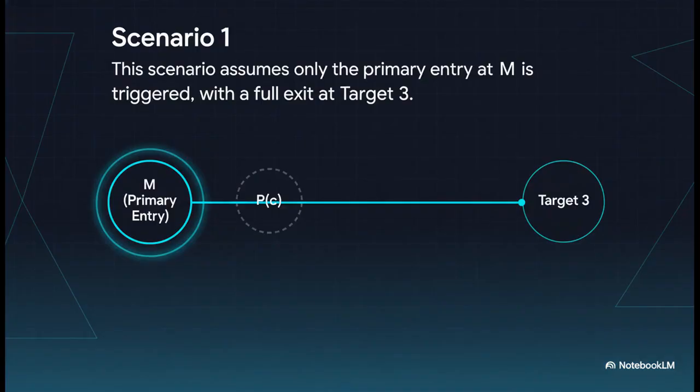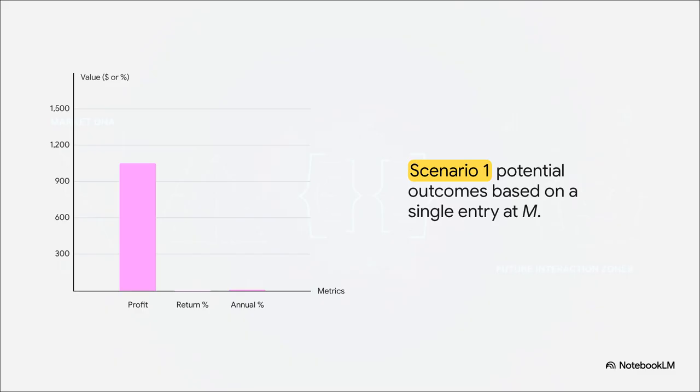Okay, let's look at the first potential outcome here. Scenario 1 is based on the assumption that only the primary entry point, M, gets triggered. It then projects a full exit from the position if and when the price reaches Target 3. So if Scenario 1 were to play out exactly as documented, the calculated expected profit would be $1,052. As a percentage, that's an expected return of 1.05%. And when you annualize that return over that 38-day duration we mentioned, it comes out to 10.08%.